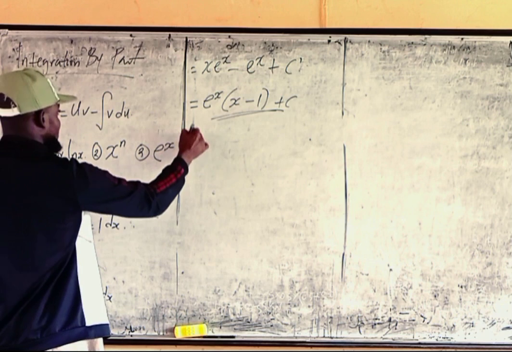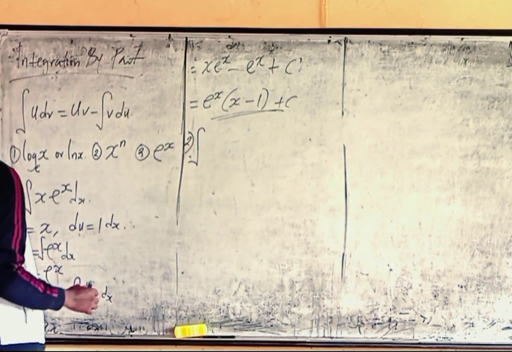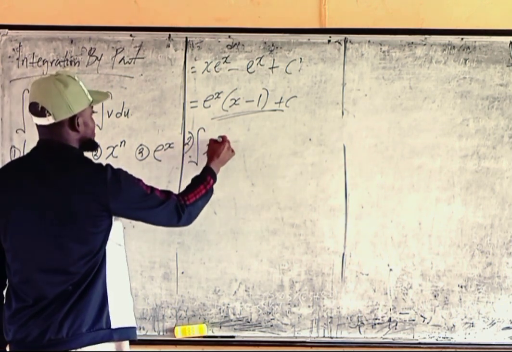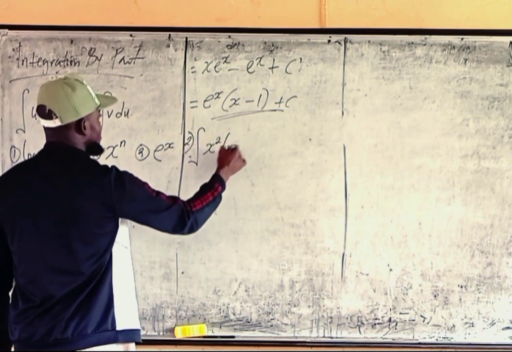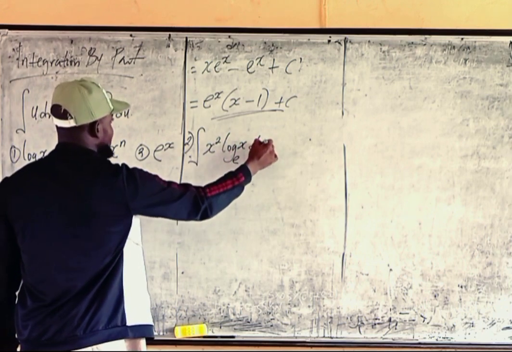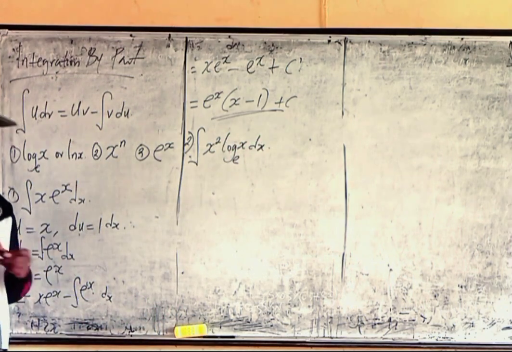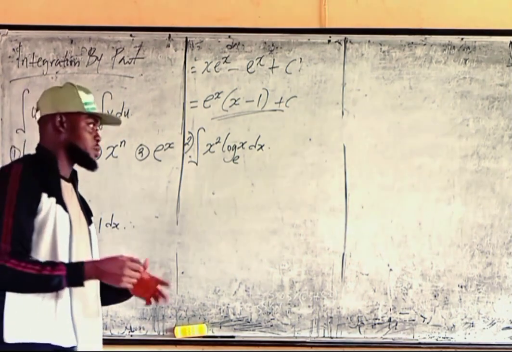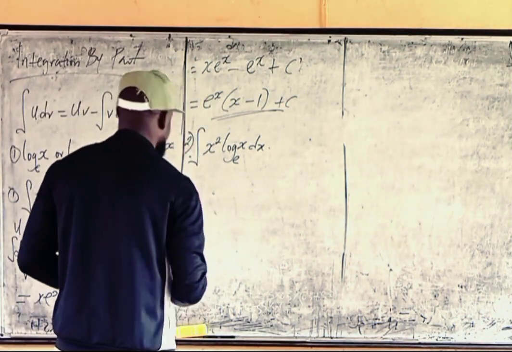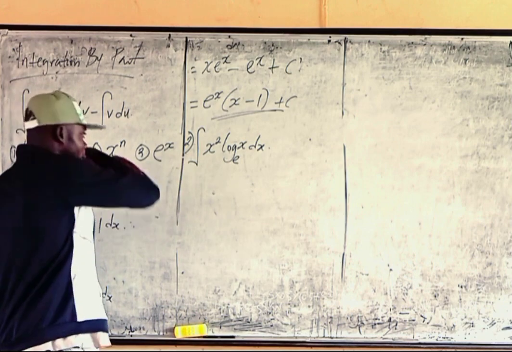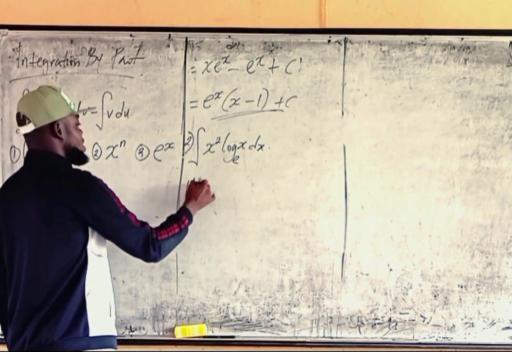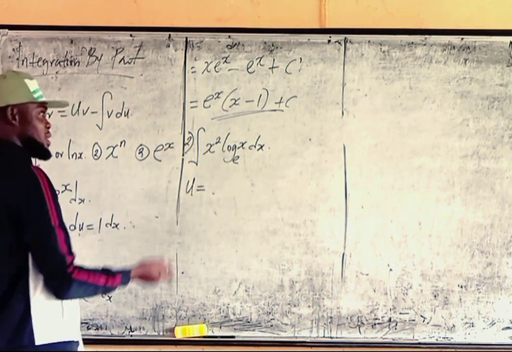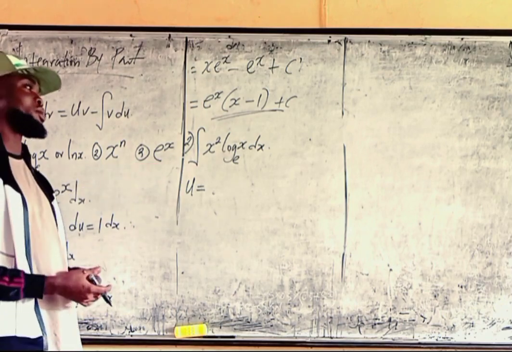Let's look at another problem. Say example 2. Let's say we are having the integral of x squared log x to base e dx. Let's say we have this problem and want to resolve it. Now, our u here should be chosen accordingly. If you choose x squared as our u here, the issue will not be resolved.